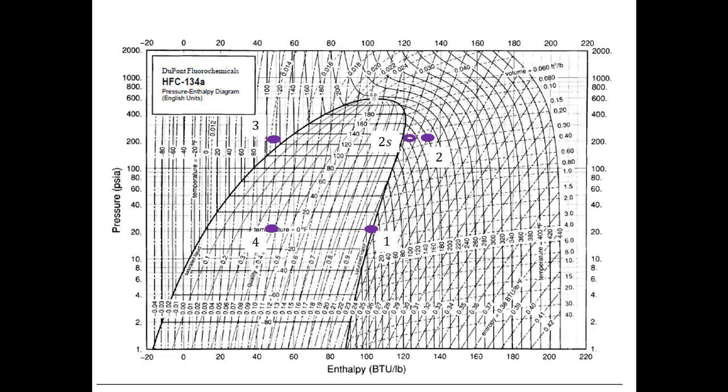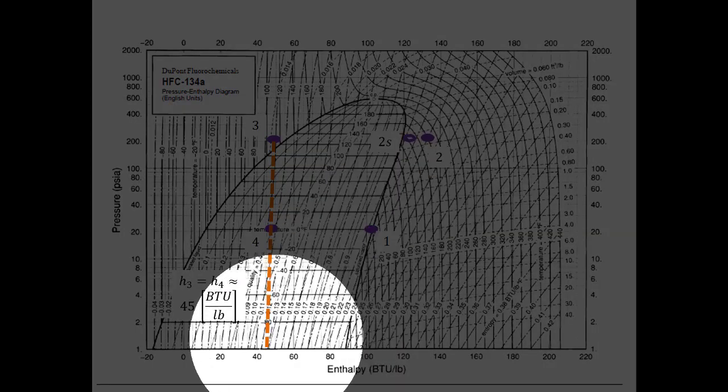Because now what we're going to have to do is drop vertical lines from each one of these points and read off the specific enthalpies. So if I do that from state 3, I get this vertical line that goes through state 3 and through state 4, and I'm going to say that hits this axis at around 45 BTU per pound mass.